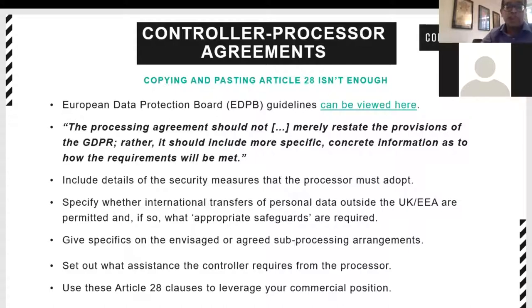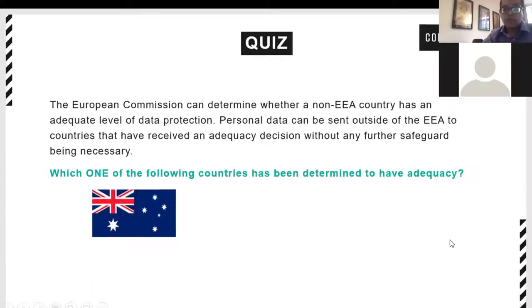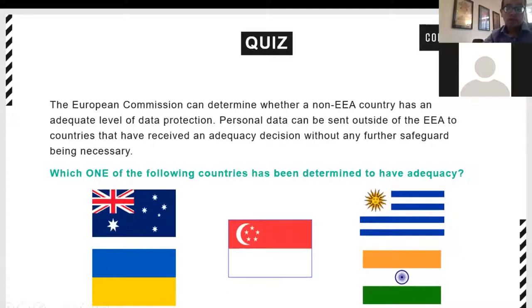So to lighten things up, I'm going to move on to the next slide and ask you a quick pub quiz question to introduce the subject of international transfers, which I mentioned earlier. It's possible to send personal data to certain countries that aren't in the EEA and treat those countries effectively as though they were. These are countries that have received what's called an adequacy decision from the European Commission. So which one, and there's only one, of the following countries has received an adequacy decision from the EU? Is it Australia, Singapore, Uruguay, India, or Ukraine? I'll give you a moment to have a guess, and there'll be a poll question now for you.